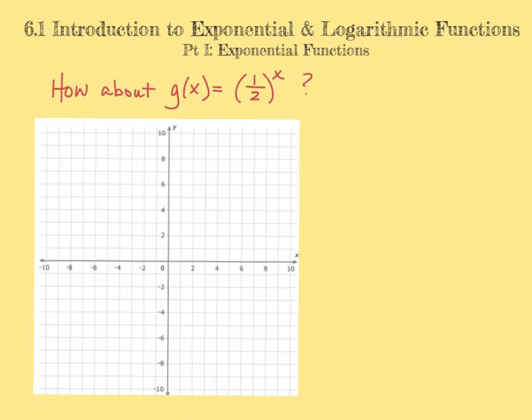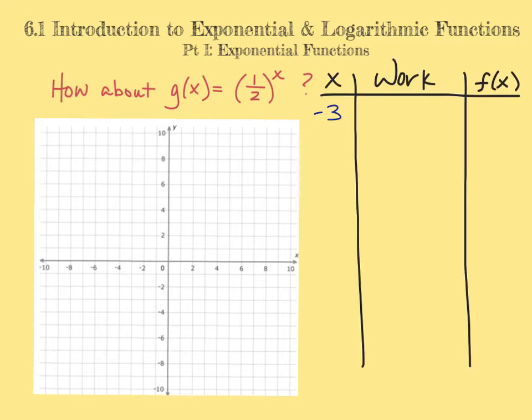What about if we flip the script here and instead of raising 2 to the x, we raised 1/2 to the x? You know, an exponential function has a base that just has to be positive and not 1. So we can totally raise 1/2 to the x, and that's still an exponential function. Let's do the same thing here with a t-chart with 3 columns. Once again, the first number I want to plug in for x is -3.